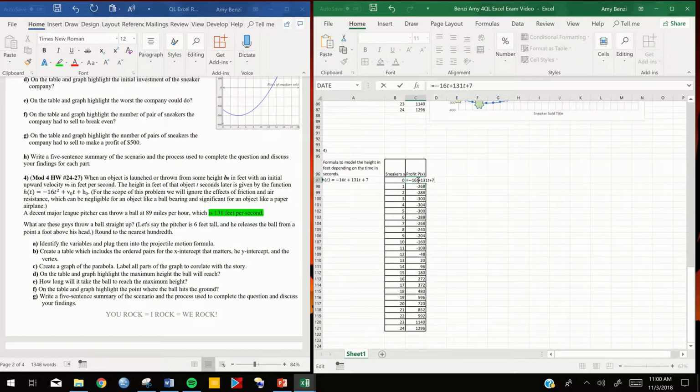And then everywhere I have a T, you see here I have my T as I'm going to have to go back and change. My T is not squared in that equation I wrote over there, but I've already got this one going. So I'm going to do times T squared plus 131 times T plus 7.